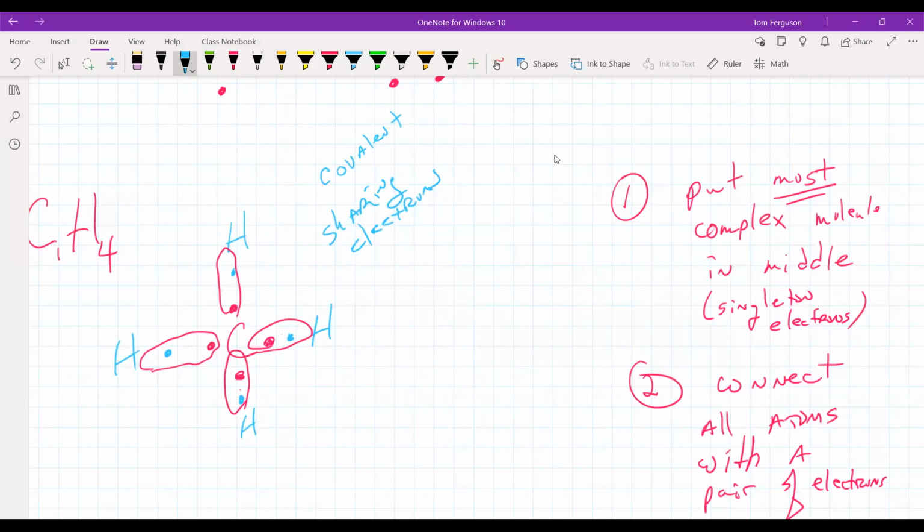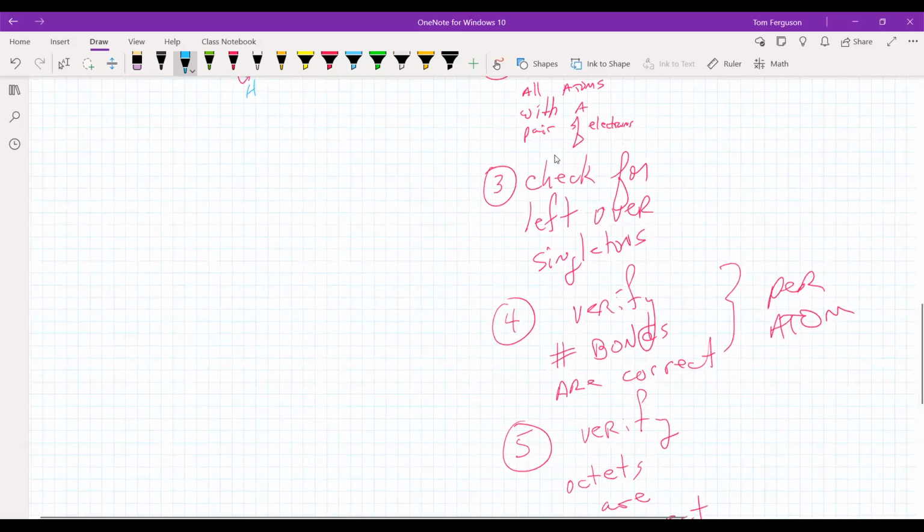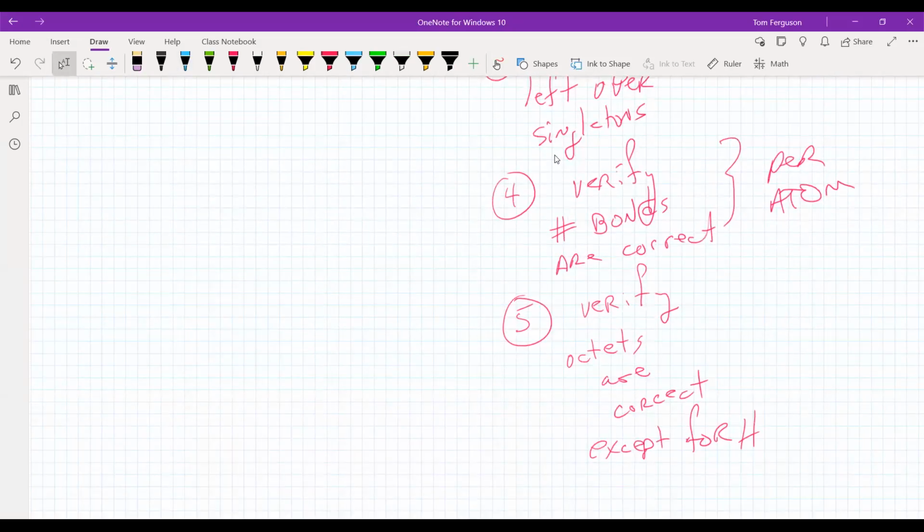That's where the word covalent gets its name from. Co meaning share, valent, valence electrons. So what carbon and hydrogen are doing here is sharing valence electrons. That's the predominant bond in organic chemistry and biochemistry, the covalent bond. So we verify the octets are all correct.